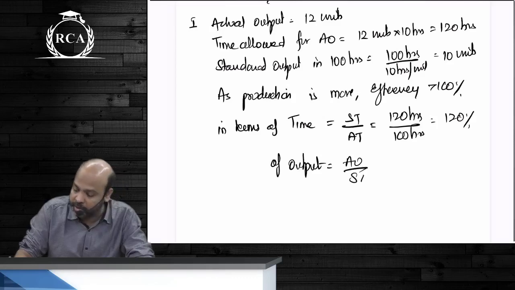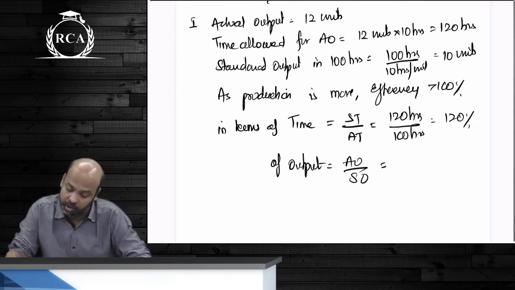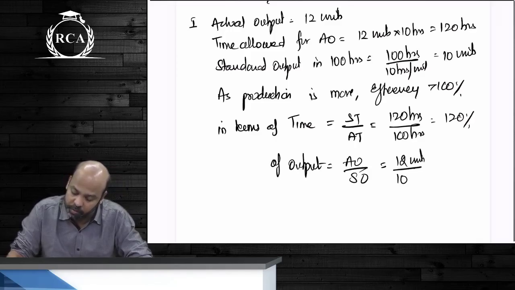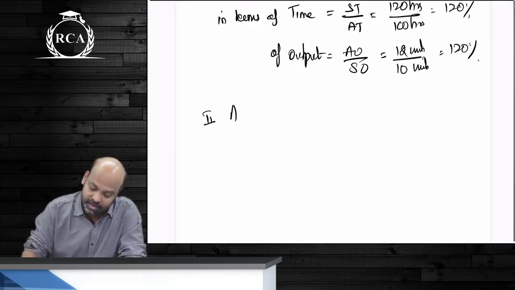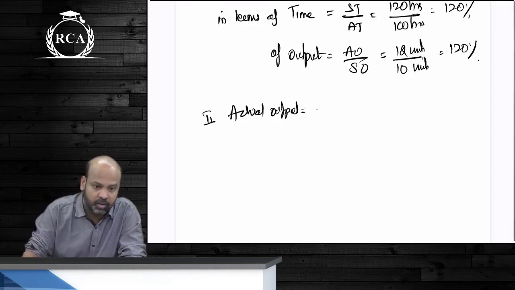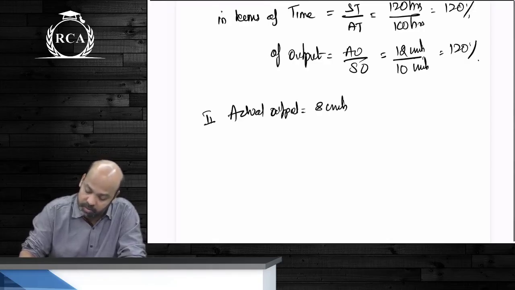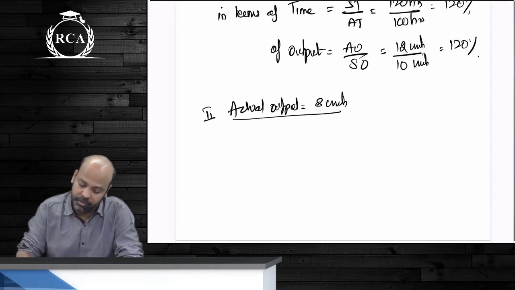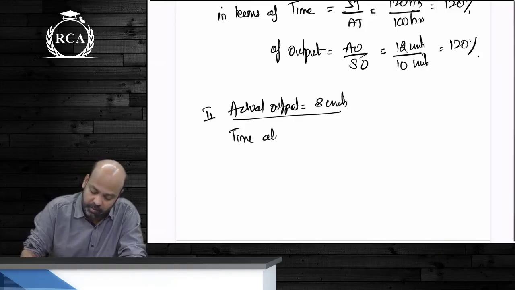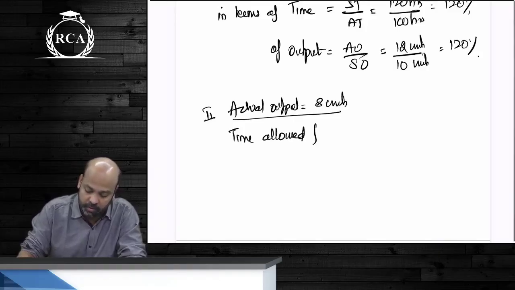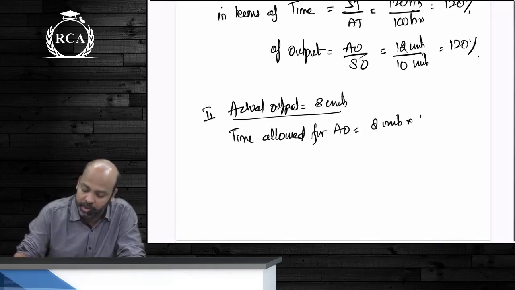And in terms of output, actual output divided by standard output. Actual output is 12 units. Standard output, beta, is 10 units. 120%. Now actual output is 8 units. If actual output is 8 units, beta, what will be the time allowed for actual output? Time allowed for actual output will be 8 units multiplied by 10 hours, and that will be 80 hours.